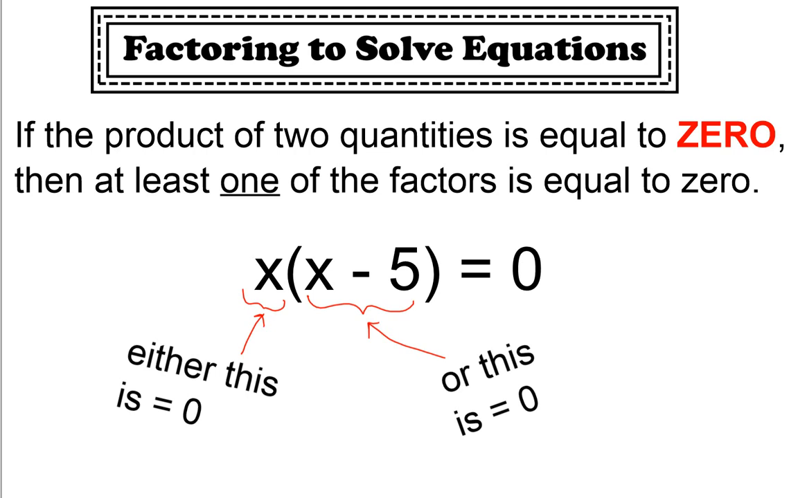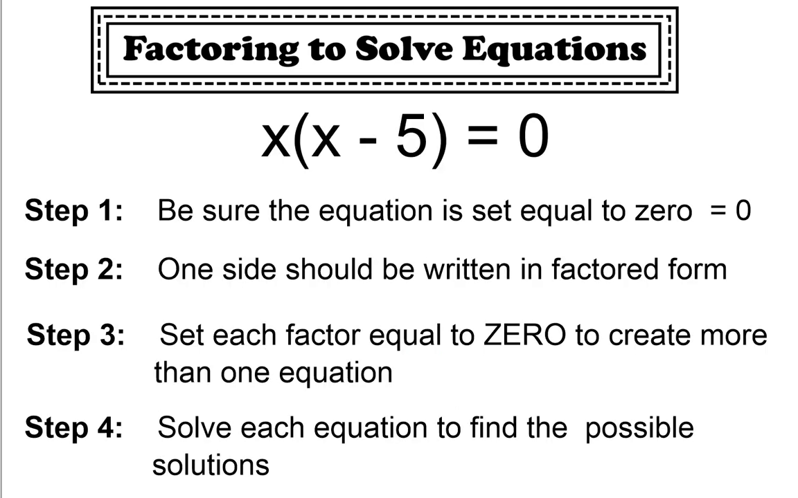So this rule states that if the product of two quantities is equal to 0, then at least one of those factors has to be 0, right? So if I have the quantity x times x minus 5, then either this one would be a 0 value or this one would be the 0 value, right? So I need you to understand that it either is going to be this factor or it's going to be that factor. Because what we're going to do today is we're going to split our factors into 2.